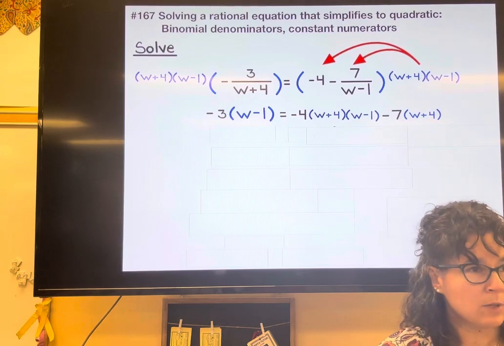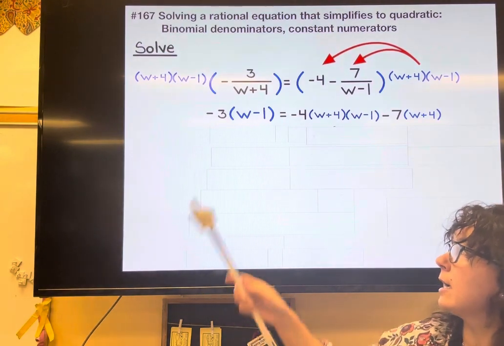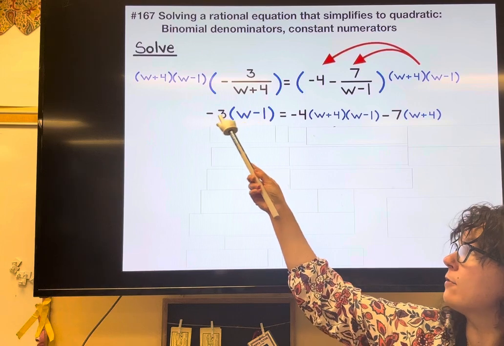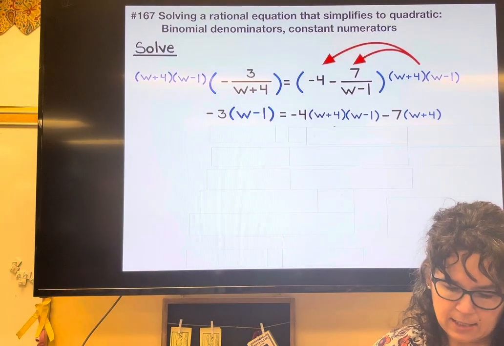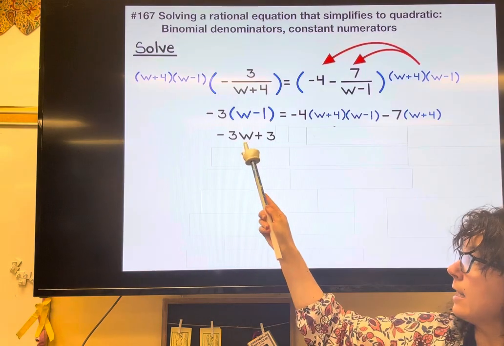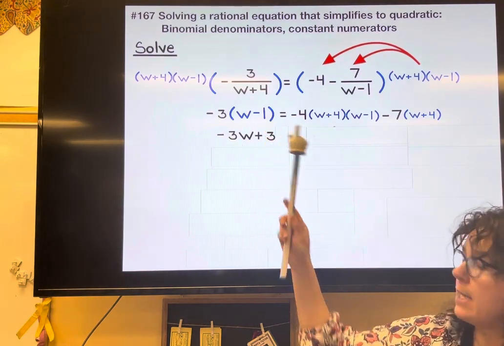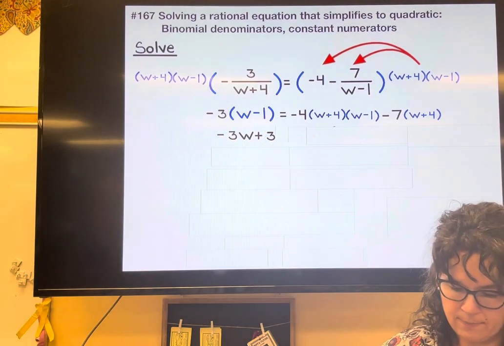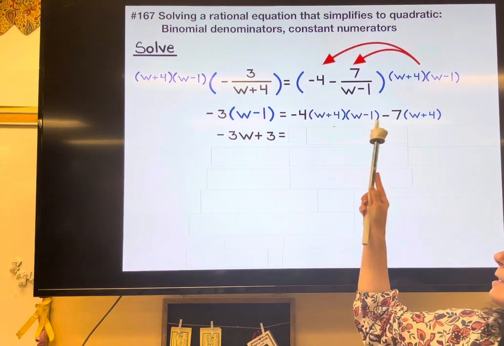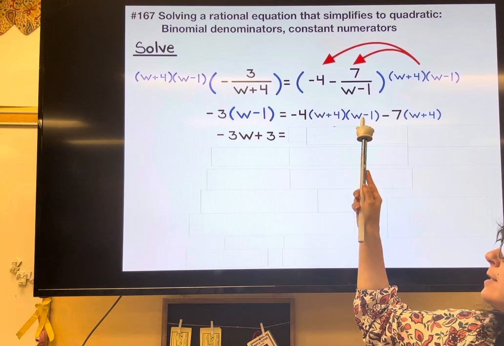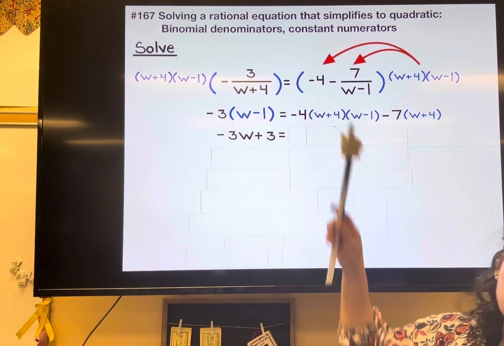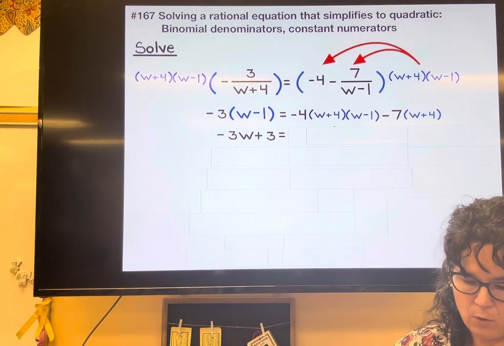Okay, so next we're going to start simplifying each side. So I could distribute this negative 3 through here, and that is going to give me negative 3w plus 3. Bring down the equal sign. Now right here I can simplify a few different ways, but I prefer to FOIL these together and then multiply the answer by negative 4.